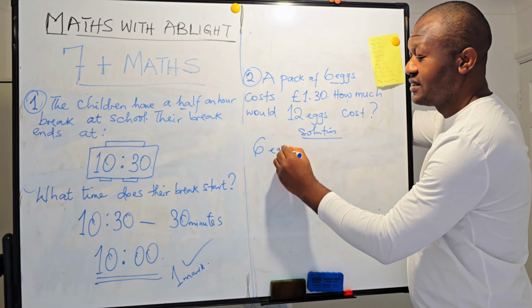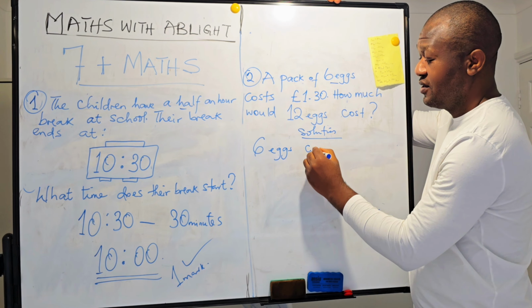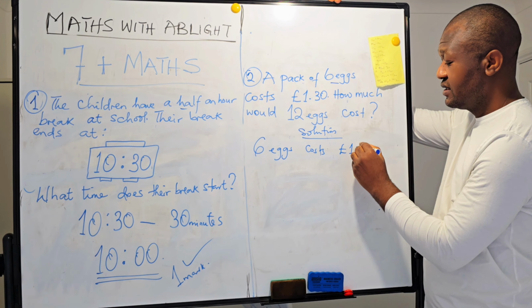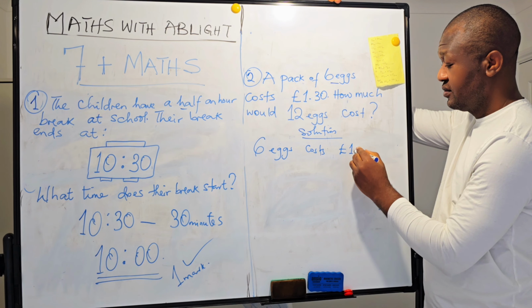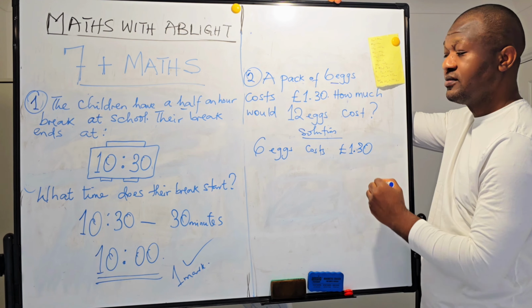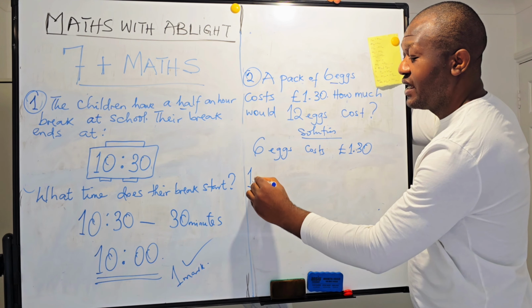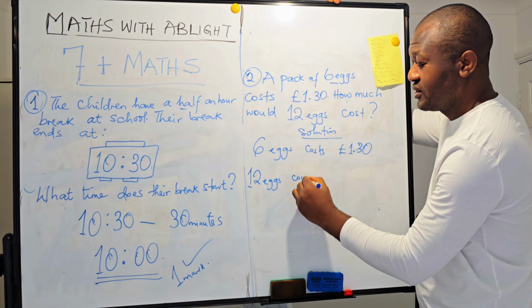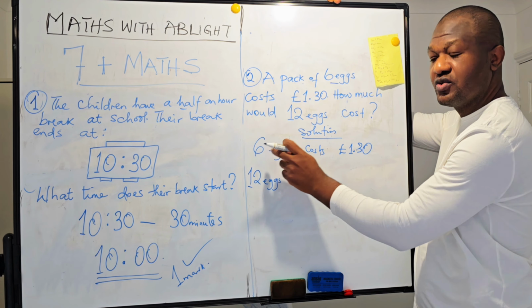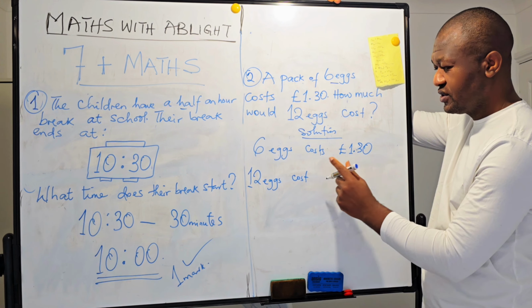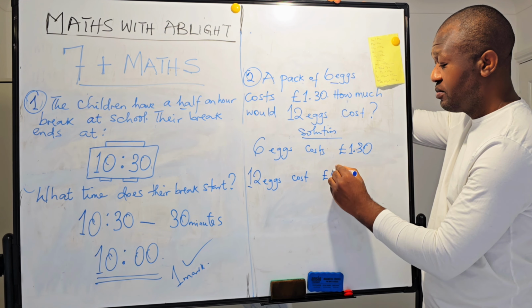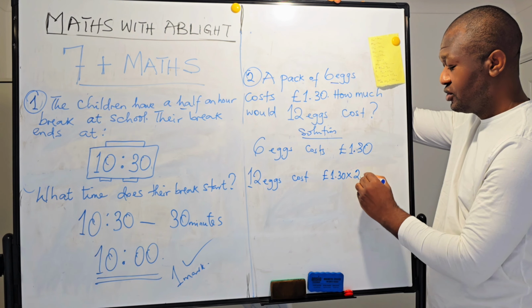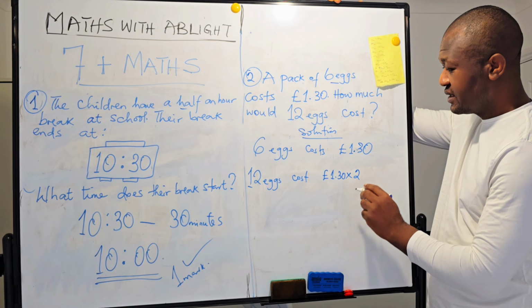6 eggs cost £1.30. So 12 eggs will cost times 2 of what 6 eggs have cost. 12 eggs will cost £1.30 multiplied by 2. It is simple.